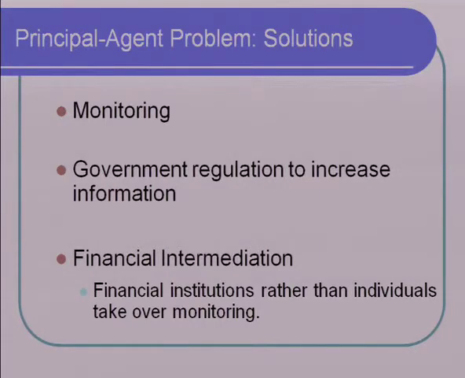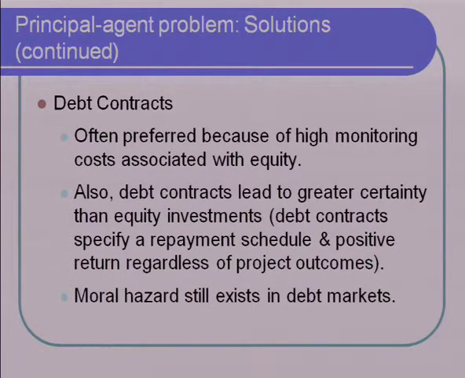So one of the advantages of financial intermediation is that we know as depositors that the bank is going to use our deposits to make loans, all right? But the bank, rather than us as individuals, is going to monitor the activities of the borrowers. So one of the advantages of financial intermediation is that financial intermediaries take over the monitoring role that otherwise we would have to do if we were making direct loans. And so that's what I've got at the bottom of that slide there, that the financial institutions, rather than individuals, take over the monitoring.